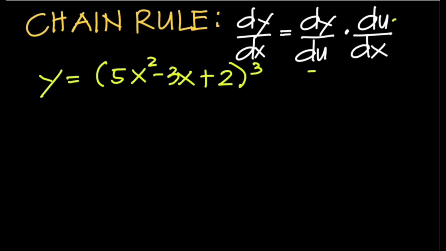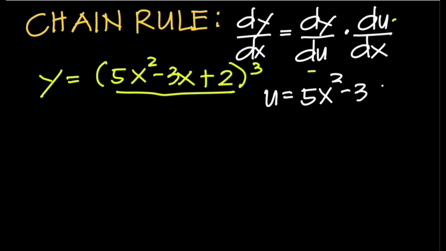So we're given here the function y equals 5x squared minus 3x plus 2, cubed. And to find u here, we can use the expression inside the parentheses that is raised to the exponent cube. So u here is just equal to 5x squared minus 3x plus 2. Then we can employ the chain rule formula. So first we need to find dy over du.